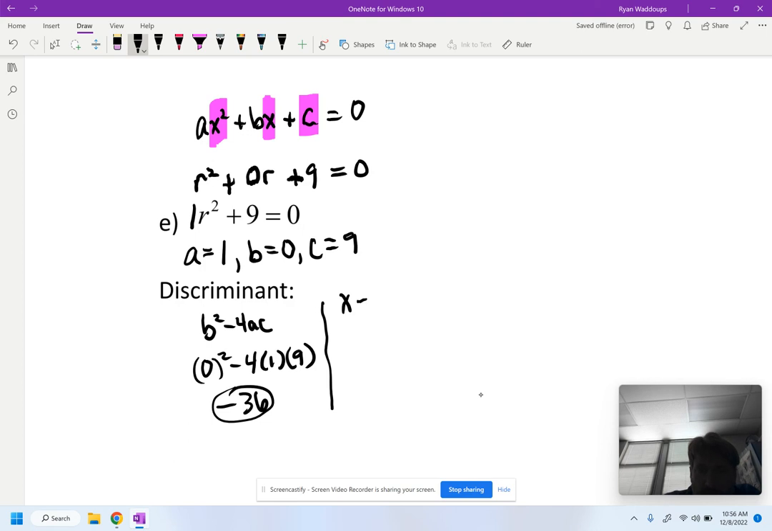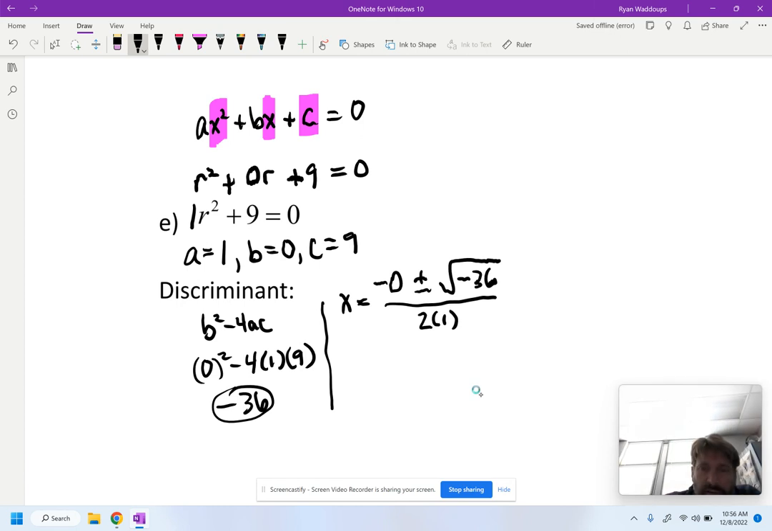So x equals negative b, the opposite of 0 is still 0, plus or minus the square root of negative 36 over 2 times a, and a is 1. This 0 doesn't change anything. So you're going to have a plus value and a minus value of your square root of negative 36.